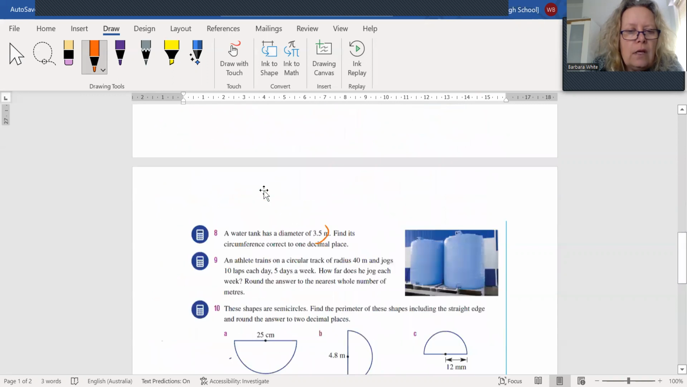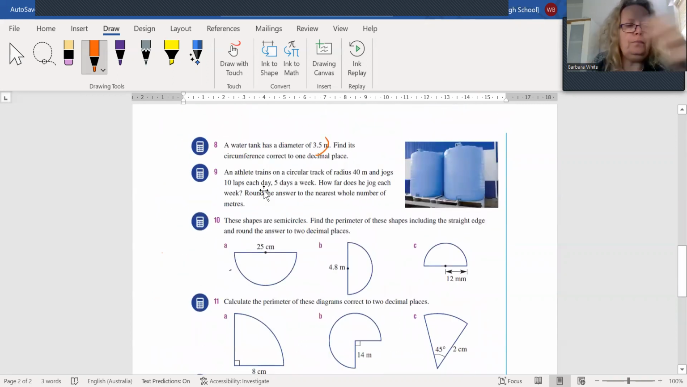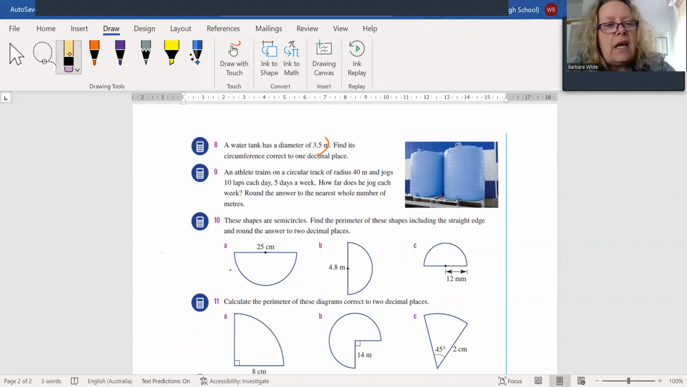And moving on, here are some word questions. You're told that the rainwater tank, I'm trying to rub that bit of pen out, doesn't matter, has a diameter of 3.5 meters. Find its circumference. You don't always need a picture. You can do this. You can write question 8.